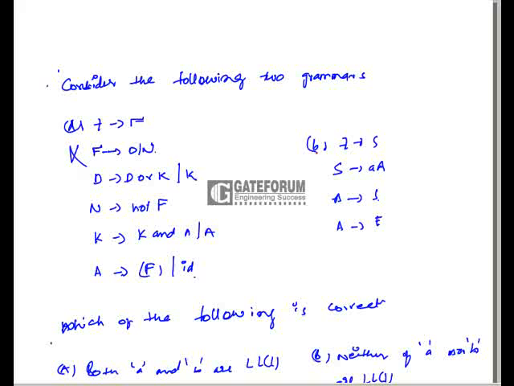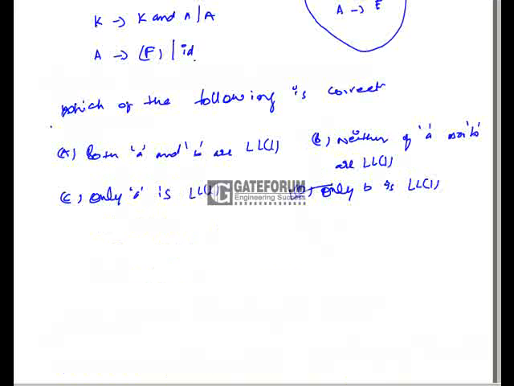If you see grammar B, and if we construct the LL1 parsing table for this grammar, there will not be any multiple entries in the table. If there are no multiple entries in the LL1 parsing table, we can say that particular grammar is LL1. So here we will be getting grammar B as LL1. So here the correct option is option D.